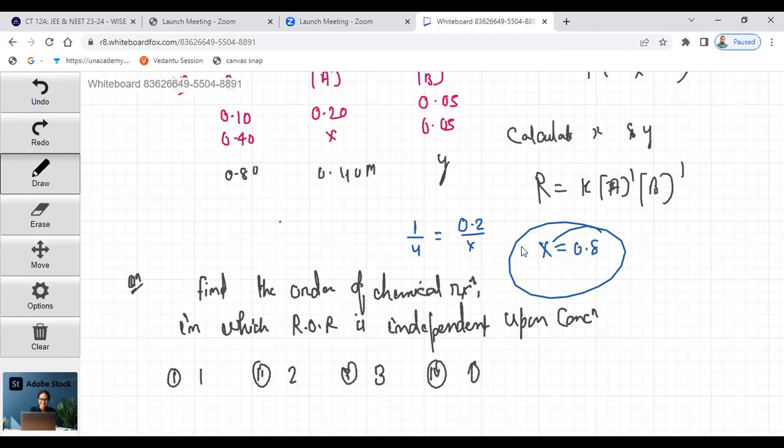Answer 4, 4 is the correct answer. Okay, dear, 4 is the correct answer because rate will be equal to K into Ca to power 0. So if we put the 0 value, we will get that rate is directly proportional to K only. Why?